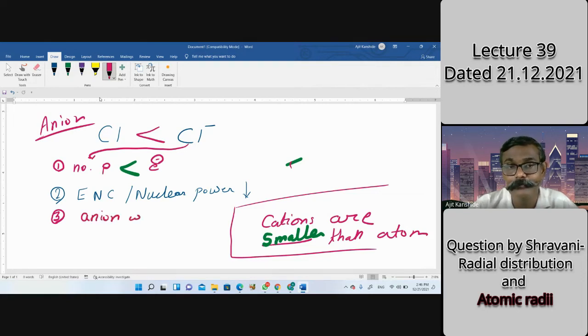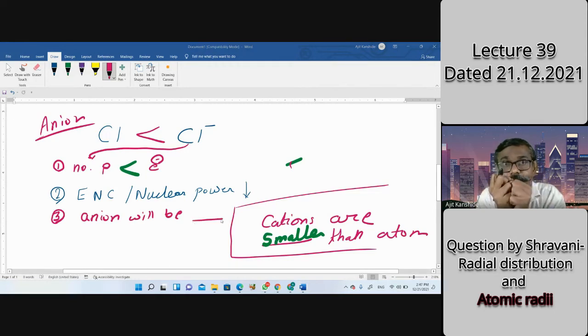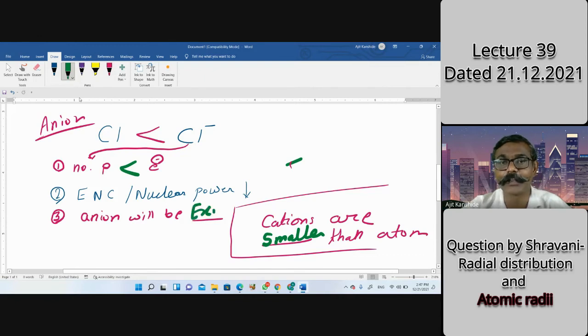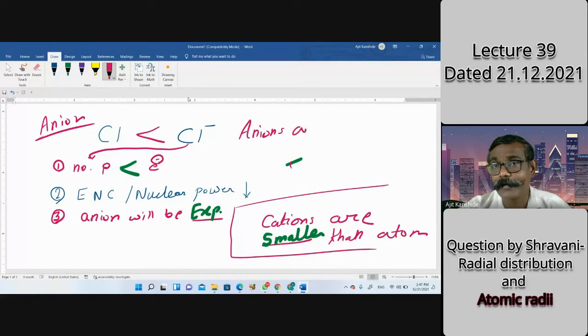Due to the decrease in the effective nuclear power or nuclear charge, the anion will be a shrinking or an enlarged aspect of the atom? Anion will be expansion or shrinking? Expansion. Yes, it will be the expansion of the atom. What will be the conclusion? Anions are dash than atoms.